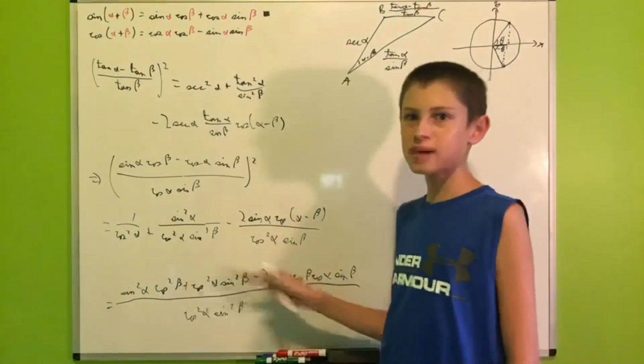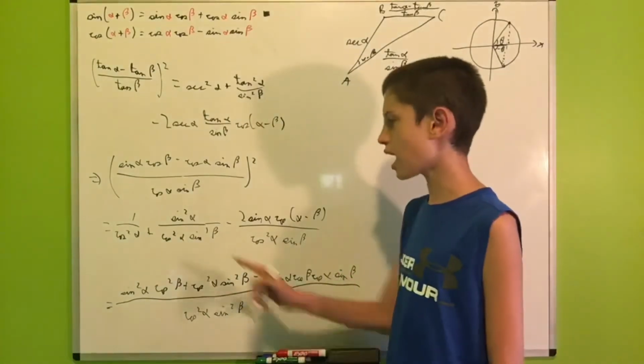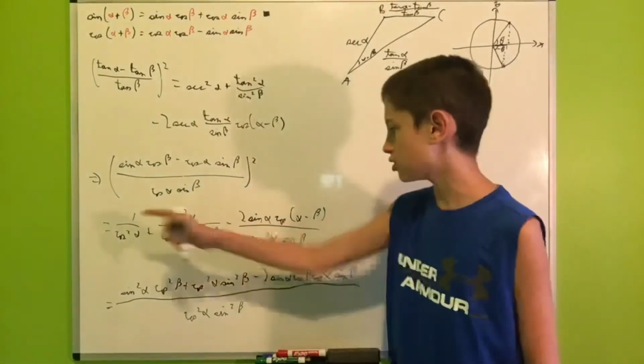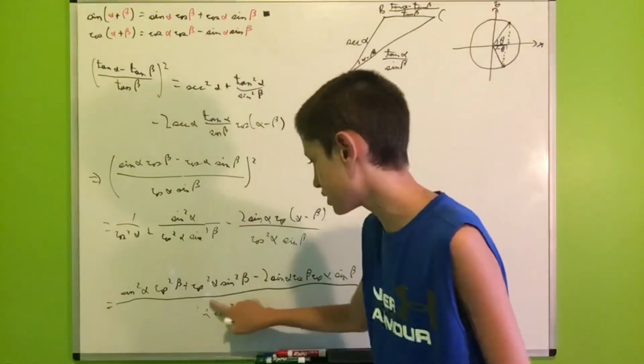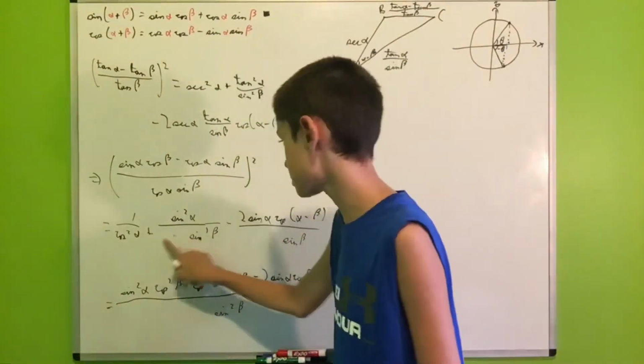Now this is a pretty big expression, but here is how we can simplify it. First of all, we have a cosine of alpha in the denominator everywhere, which means we can get rid of it like this.